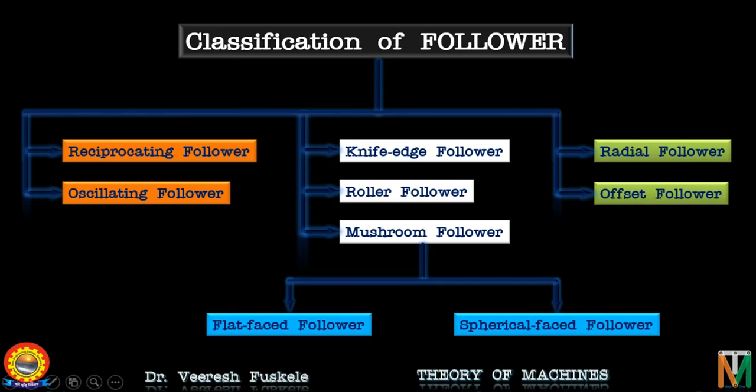So this is how typically the followers are classified depending on the motion of the follower, shape of the follower and the line of motion of the follower. I hope you have understood the various classifications of the follower. So this is all about today's lecture. In the next lecture, we will see the various terminologies that are used in cam and follower mechanism.